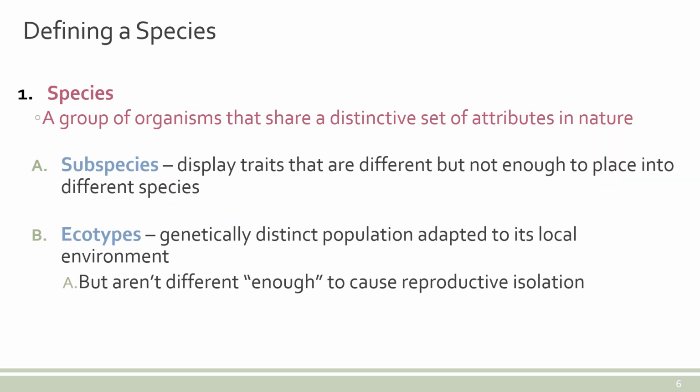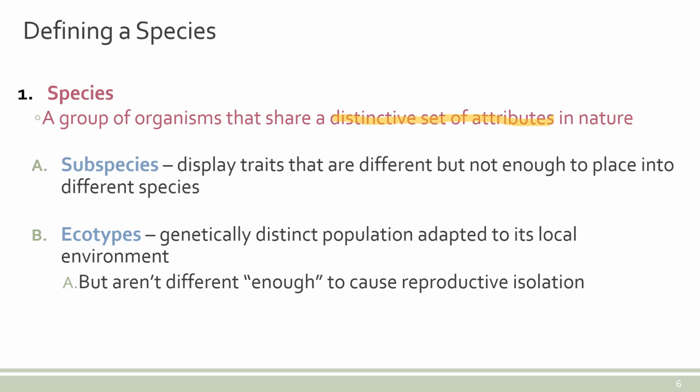So we can define species very broadly as a group of organisms that share a distinctive set of attributes in nature. Now, this distinctive set of attributes is going to be important. We are going to set what those attributes are based on our different ways that we define what a species is.